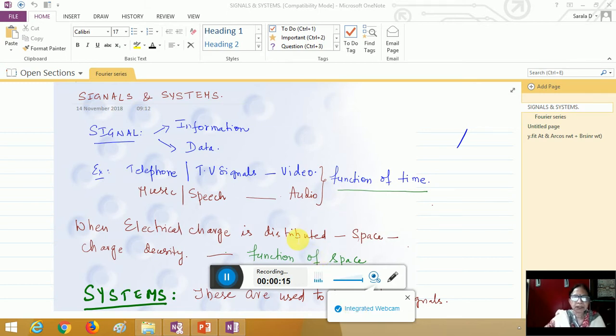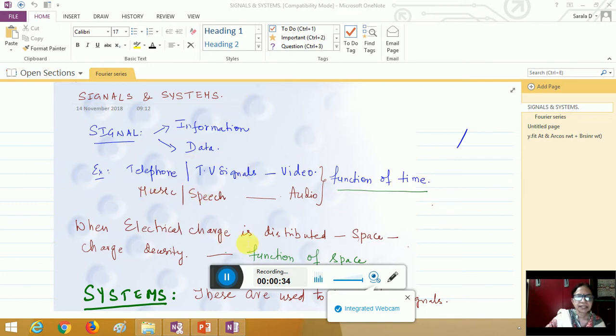Let us now discuss signals and systems. Before we talk about signals, let us see what a signal consists of. A signal consists of information and data. That means when a signal is being transmitted, it transmits information, and along with it data also is being sent.